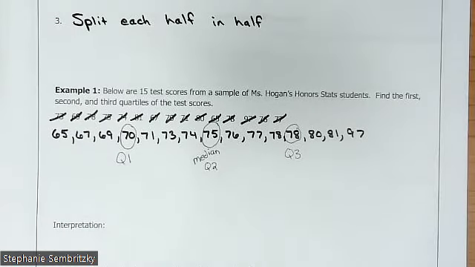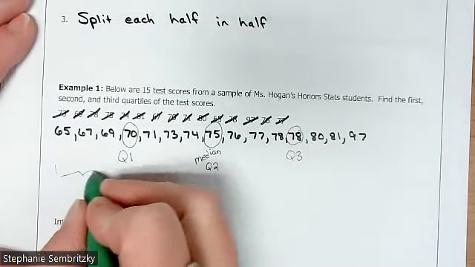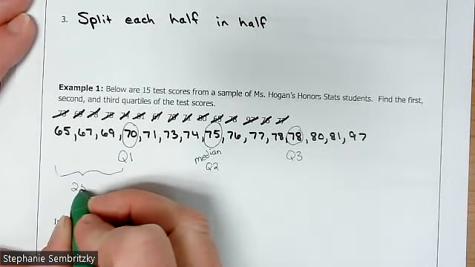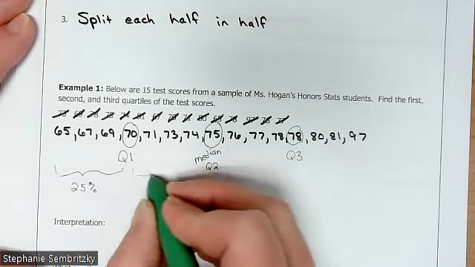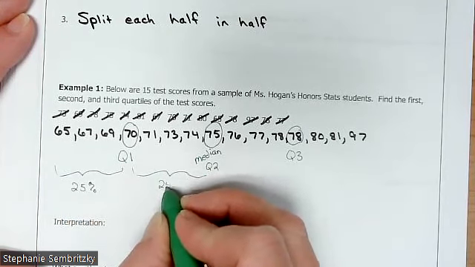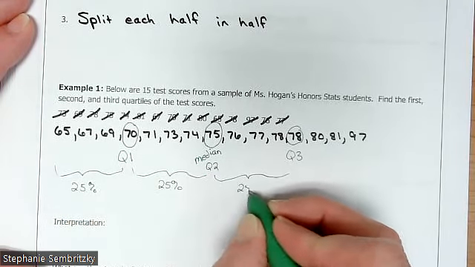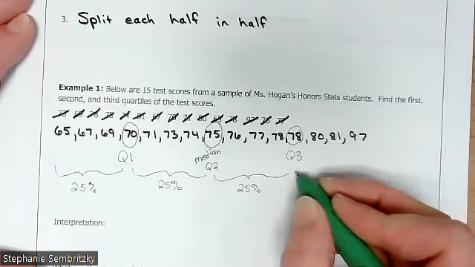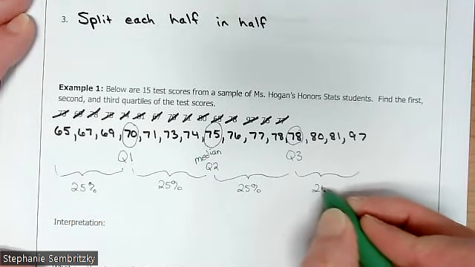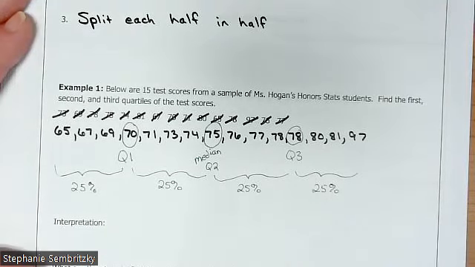So just a reminder of what this is doing. It's dividing me into quarters. So 25% is in this group. 25% in this group. 25% in that group. And 25% here.